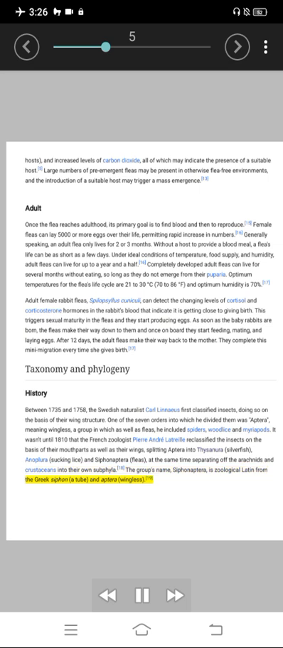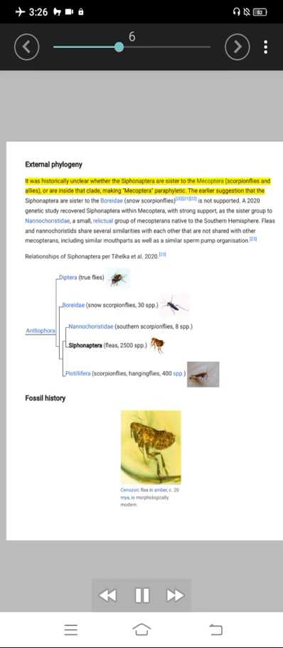External phylogeny. It was historically unclear whether the Siphonaptera are sister to the Mecoptera, scorpionflies and allies, or are inside that clade, making Mecoptera paraphyletic. The earlier suggestion that the Siphonaptera are sister to the Boridae, snow scorpionflies, is not supported.